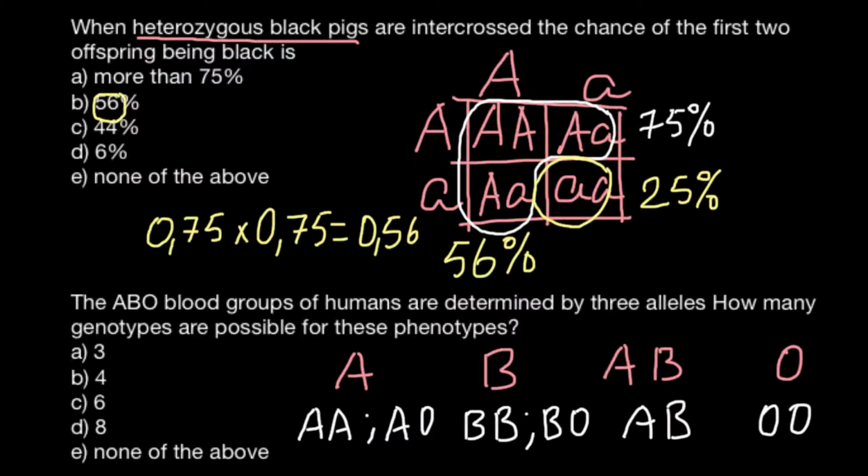And as you see, let's count. We have 1, 2, 3, 4, 5, 6 genotypes that make these 4 phenotypes, and we have 1, 2, and 3 alleles altogether. So the correct answer would be that 4 blood groups can be made by 6 different genotypes, and this is answer C.